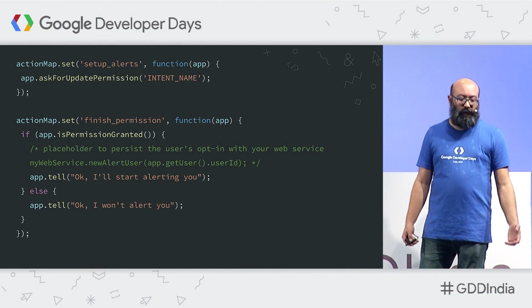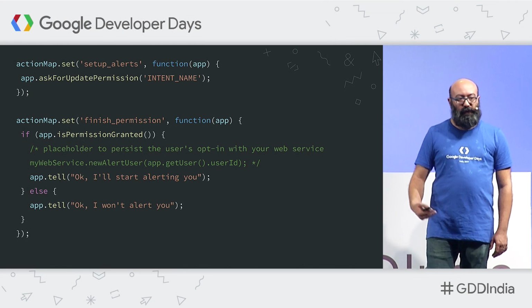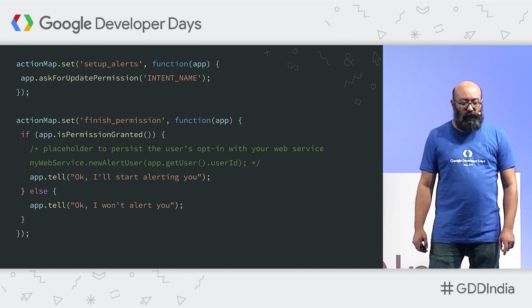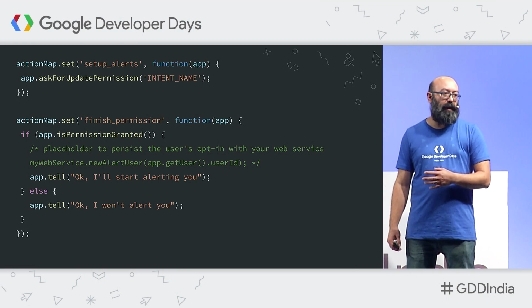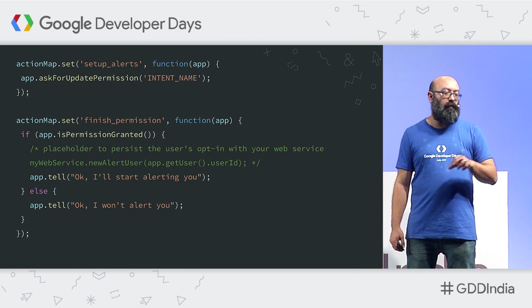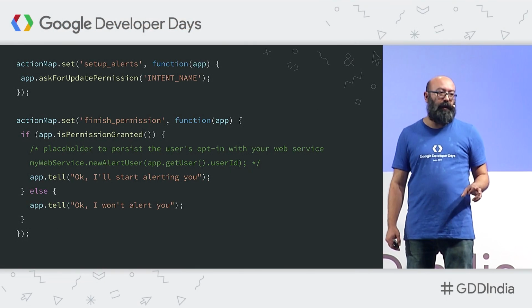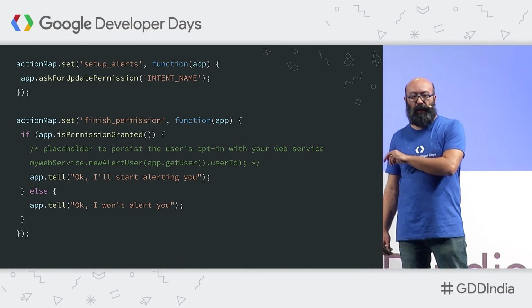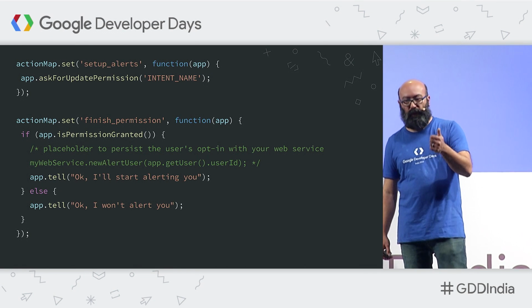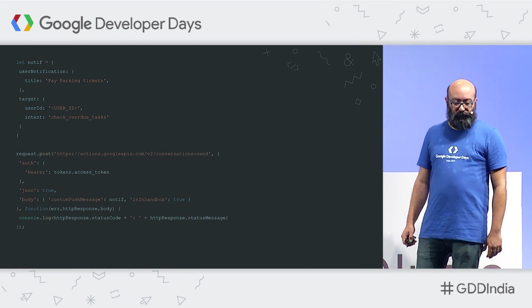And it works pretty much in the same way. This is more or less exactly the same code that you've seen. There are two main differences. The way you ask for the permission is a different function. In this case, it is ask for update permission. You still need to specify an intent that you want to use for this. And then once you get the consent, you need to save the ID of the user in a database like Firebase or whatever it is that you are using to store data for your app, because that user ID is how you will be able to target the user to receive the notification.